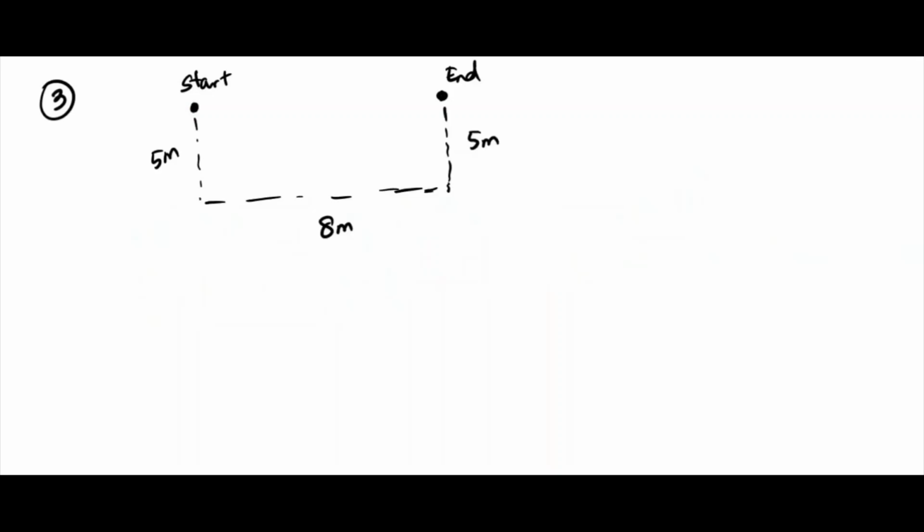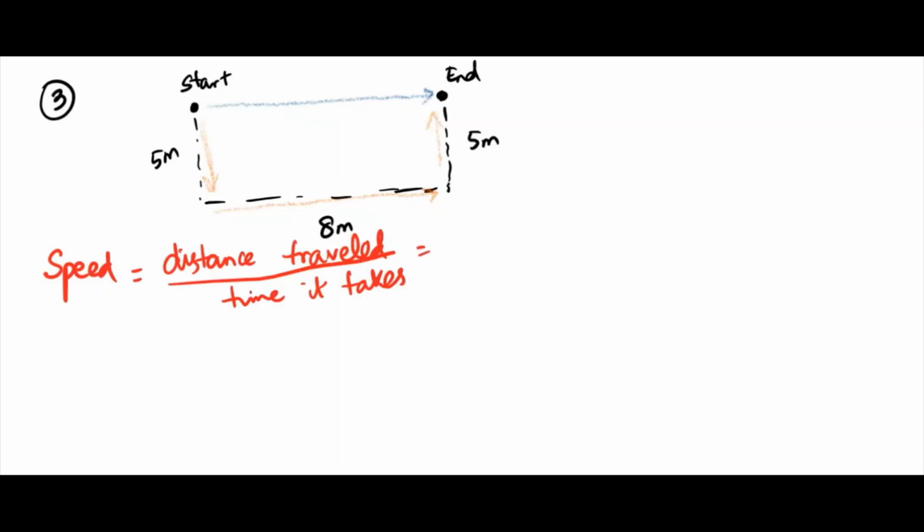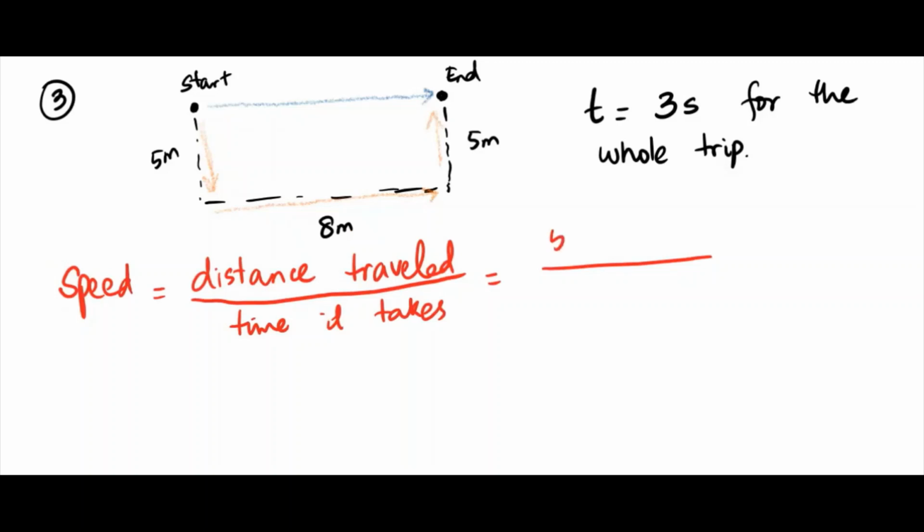Let's take another example. Let's say we start from the start point towards the end, and travel 5 meters, 8 meters, and then 5 meters again. I've used the blue arrow to represent the displacement. Orange arrows represent the distance traveled. So for calculating the speed, I need to take the distance traveled, which is 5 plus 8 plus 5, and divide by the time for the total trip. That will give me the speed.